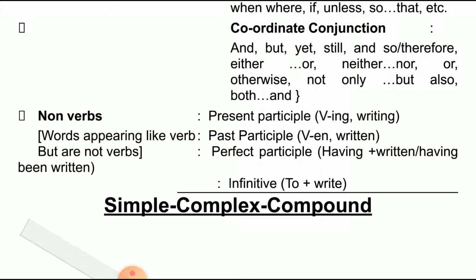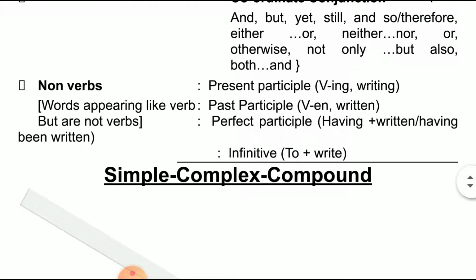The boy sitting on the last bench is intelligent. There, sitting is not a verb because it is a present participle. If it has to be a verb, it should be in any of the tenses. The boy who is sitting on the last bench: then is sitting is a verb, but only sitting is not a verb. Likewise, past participle is also not a verb.